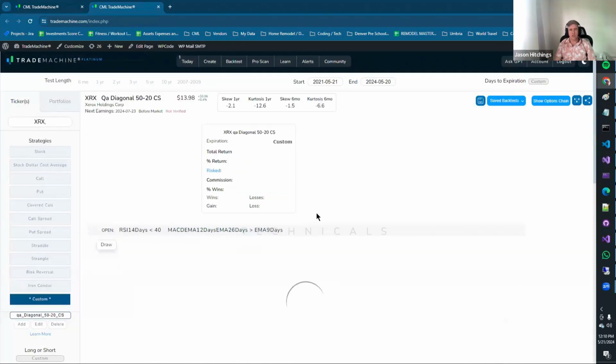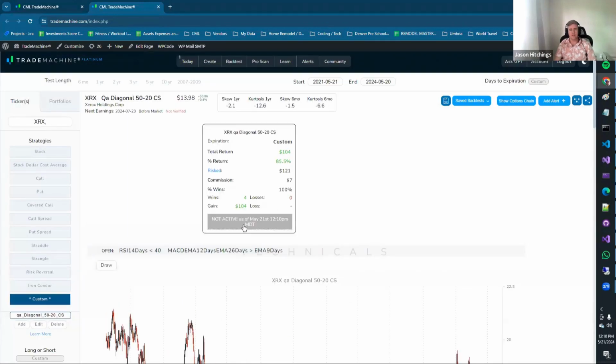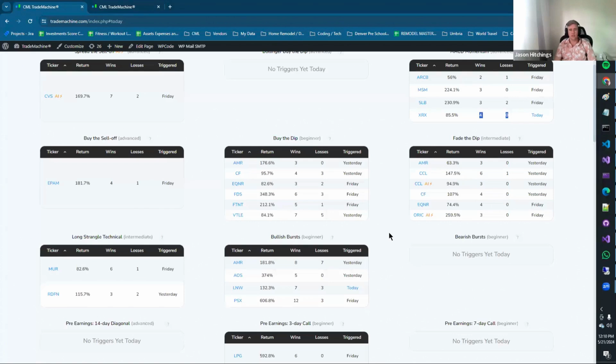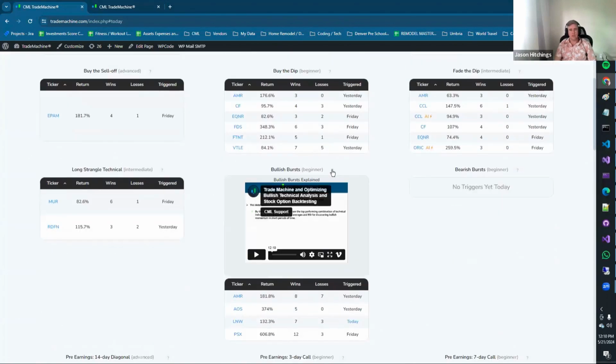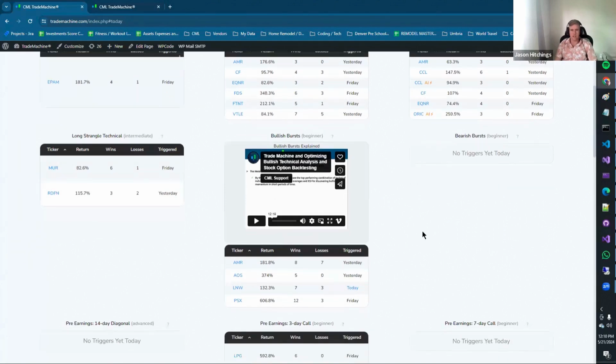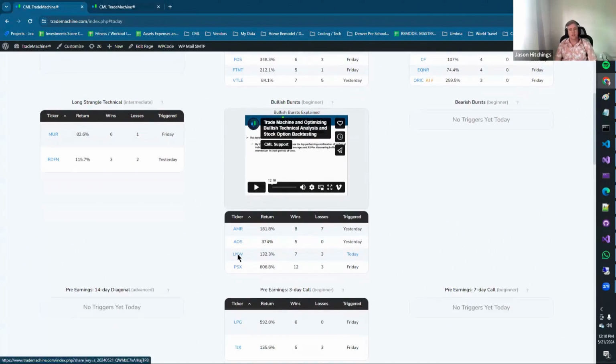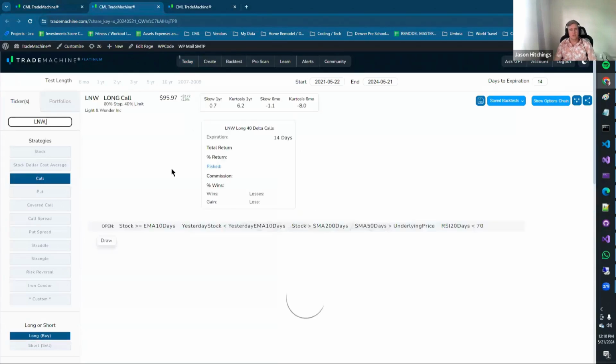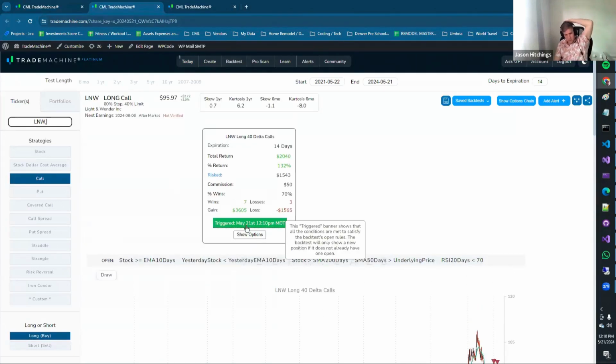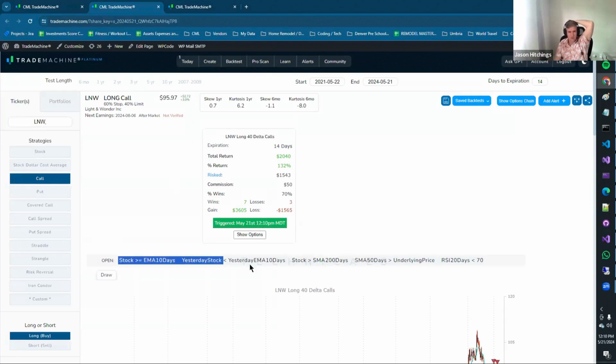And then as I'll show you, for strategies that are still active, the one I was looking at earlier today is this Bullish Bursts. Anytime you click the little question mark here, there's going to be a video or a help article that explains the strategy and why it exists and why it has edge. But looking at this LNW, clicking on this specific strategy shows that it triggered right now and things are still active, that these technical conditions are met.